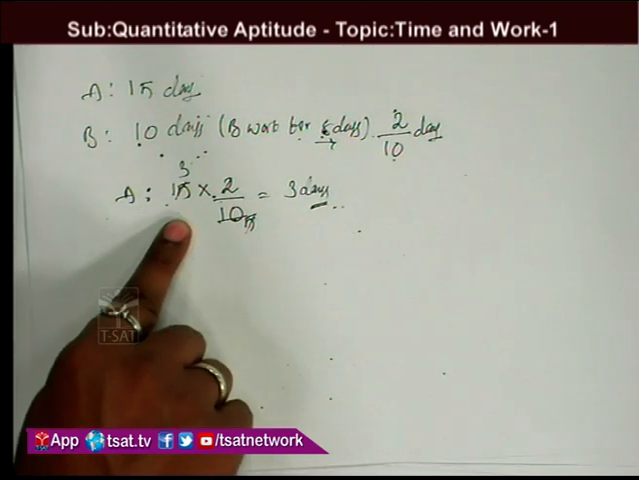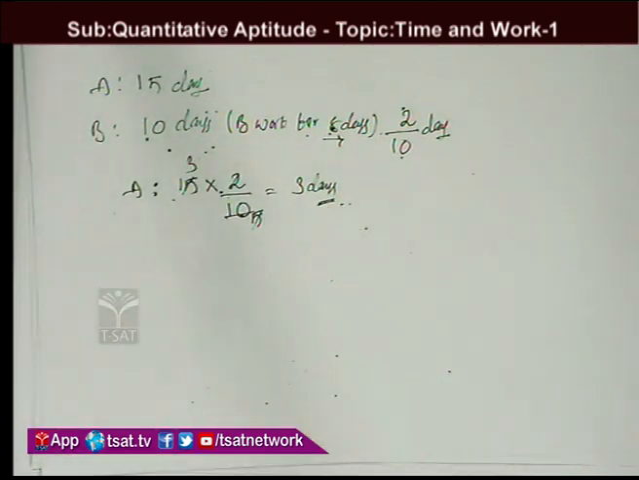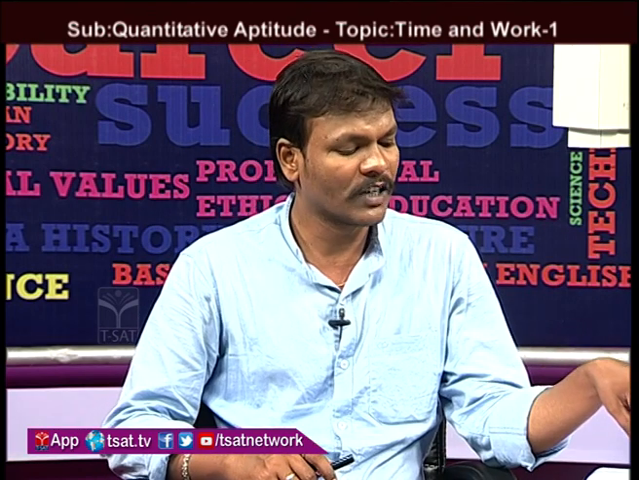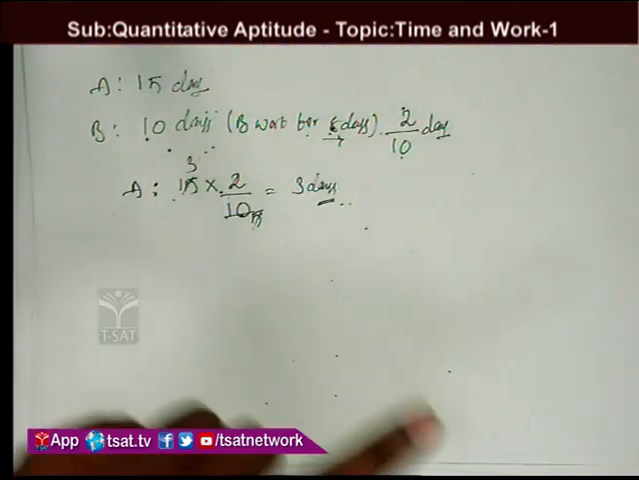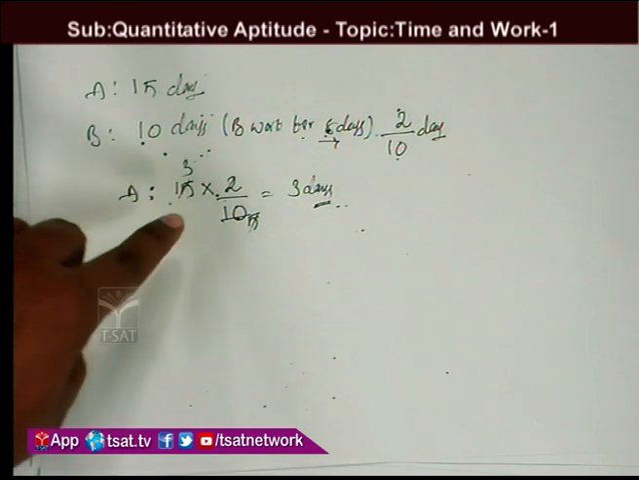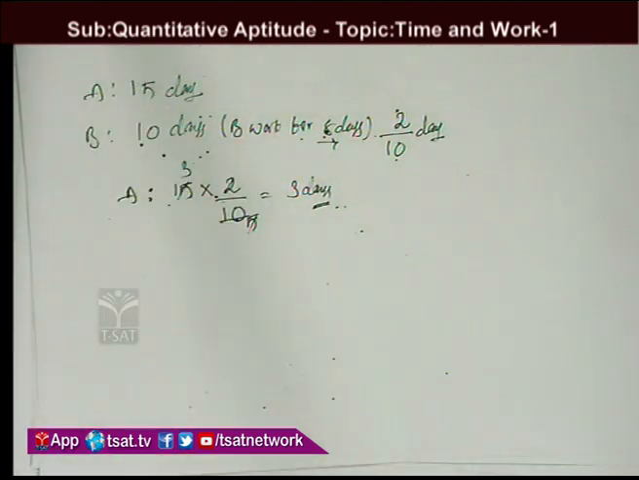So, A takes 15 days for the full work, and has to complete the 2 by 10 of work. So, A can complete the remaining work in 3 days only. How much work B completed, how much work remains, the remaining work is completed by A. The statements are very clear, so you have to understand what is given, that is very, very important. Okay, clear. Move on to the next question.